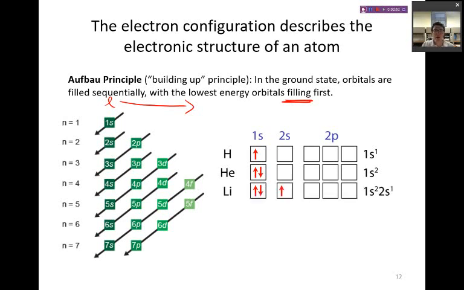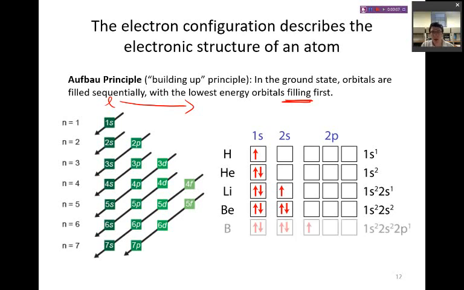For lithium, the next highest energy orbital is the 2s orbital, so we fill that one first. Then for the next element, beryllium, we want to fill up the 2s orbital before moving on to the next highest energy level. And that brings us to boron. With 5 electrons, it puts its 5th electron into the next highest energy level. And these are all ground states. These are the lowest energy levels possible.